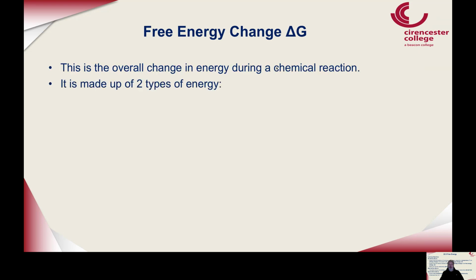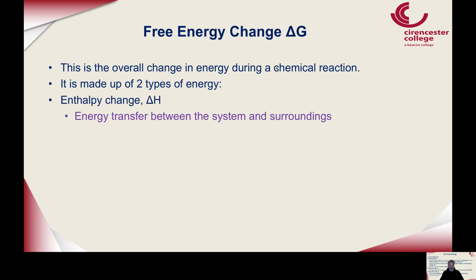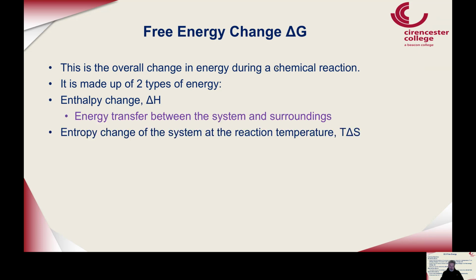So this is the overall change in energy during a chemical reaction. It's made up of two types of energy. We've got the enthalpy, delta H, which is the energy transfer between the system and the surroundings. If it's negative, which is exothermic, energy is leaving the chemicals and going to the surroundings. If it is positive, i.e. endothermic, the energy is being taken from the surroundings and going to the system. Then the entropy change of the system is T delta S. Remember it's joules per Kelvin per mole.